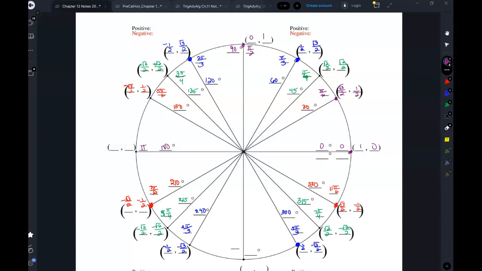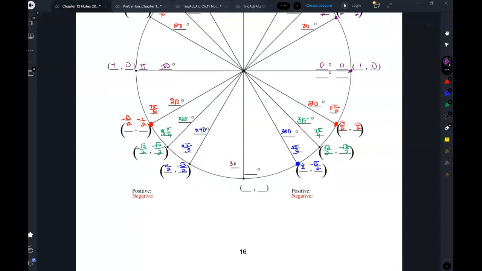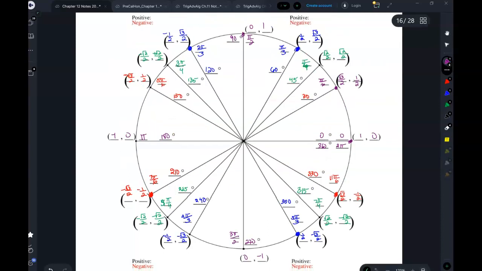Pi, 180, what's the cosine? -1, and the sine is 0. 3 pi over 2 and 270. Okay, switching it up, what's the sine? -1 is the sine, and the cosine is 0. I went in opposite order this time. And then, of course, like 360 and 2 pi, we go back here, and look at that. This is the unit circle. It's every math teacher's favorite thing on the planet, like for real.